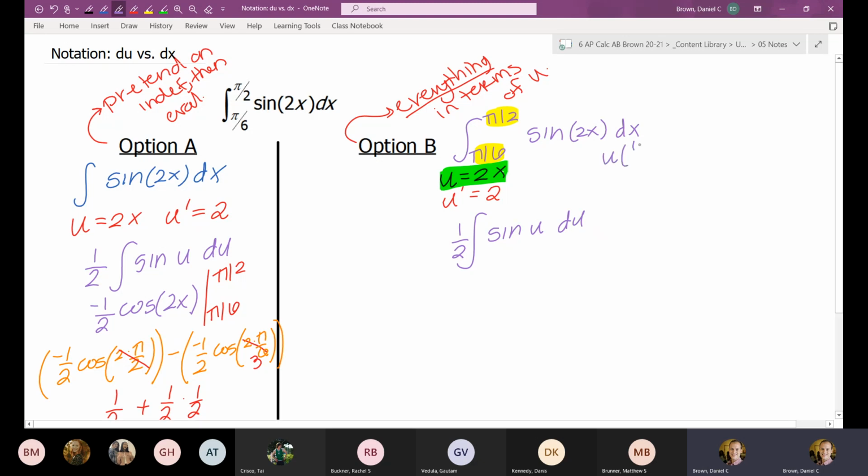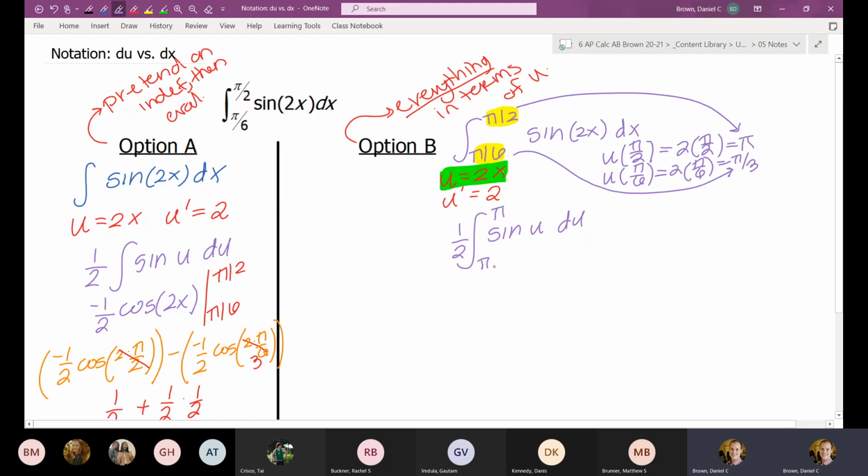then u of pi over 2, that's like function notation, would be equal to 2 times pi over 2, which is just pi. So instead of putting pi over 2 on the top, I'm going to put pi on the top of my integral sign. And then I'm going to do the same thing for the lower one, u of pi over 6, 2 times that pi over 6 is equal to pi over 3. So instead of pi over 6, I'm going to put pi over 3.